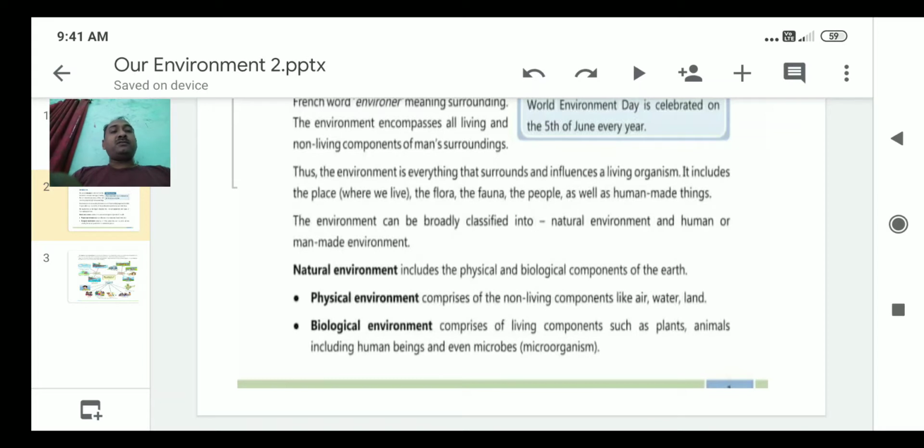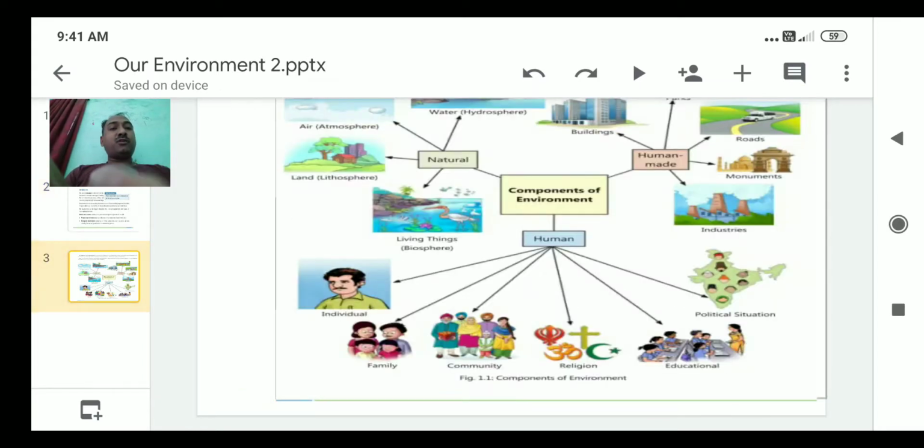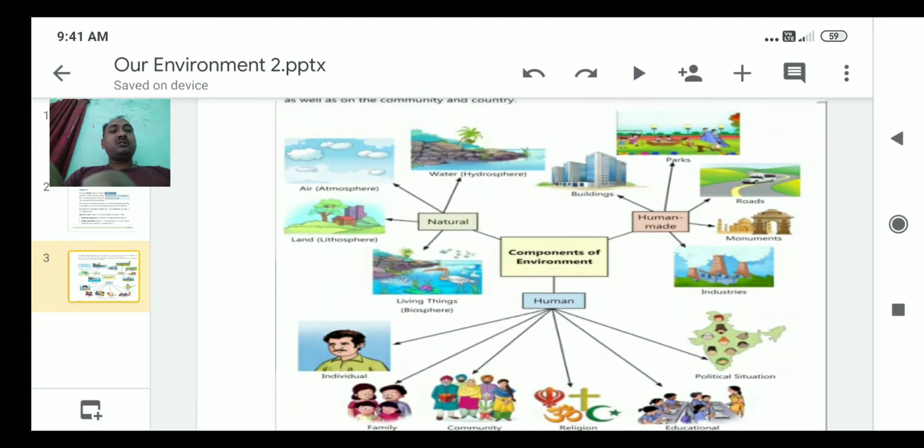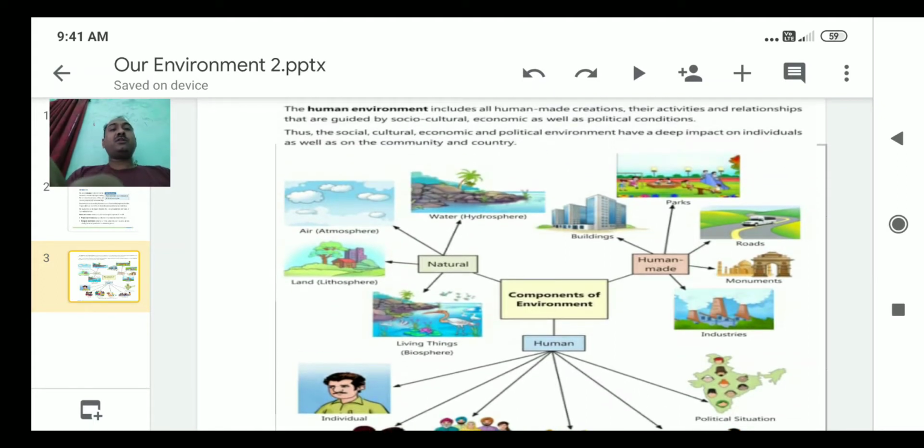Then here we are going to discuss the third point. It is concerned with human environment. Whenever we think about the human environment, all the activities of human beings are included in this category. So it can be social activities, cultural activities, economical activities, political activities and the relationship of human beings, one person to another person. All these things are part of human environment.